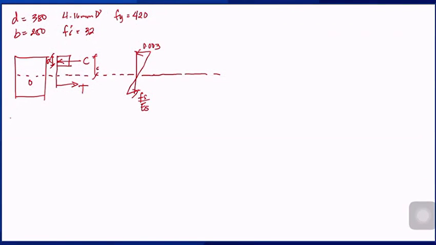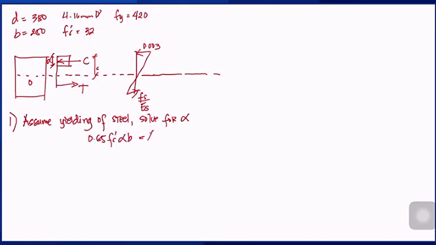So first step, assume yielding condition of your steel. So solve for alpha. 0.85 Fc prime alpha b equals As Fy. So your alpha is As Fy over 0.85 Fc prime b.